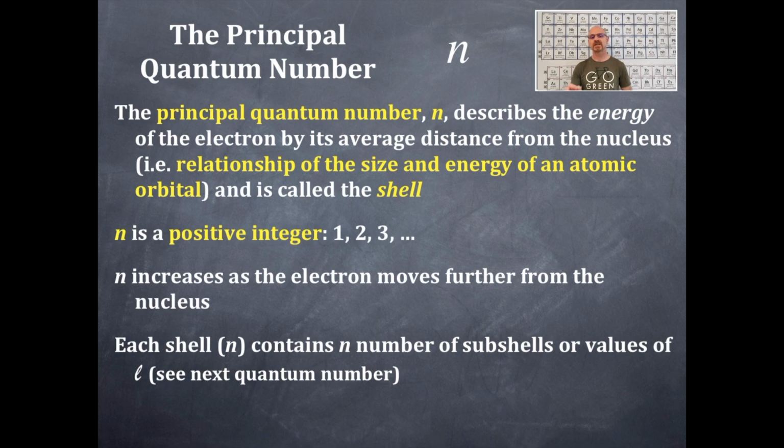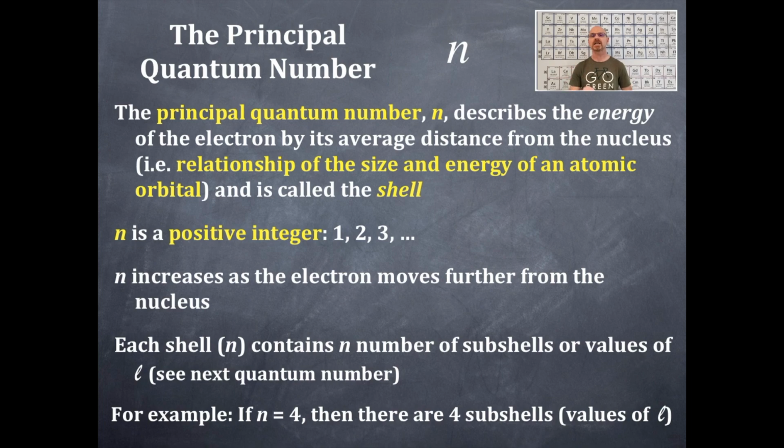Each shell, that is n, contains n number of subshells, or values of l. We're going to be talking about l in just a minute. That's the next quantum number. For example, if n equals 4, then there are 4 subshells. That is values of l. The maximum number of electrons in n is 2n squared.